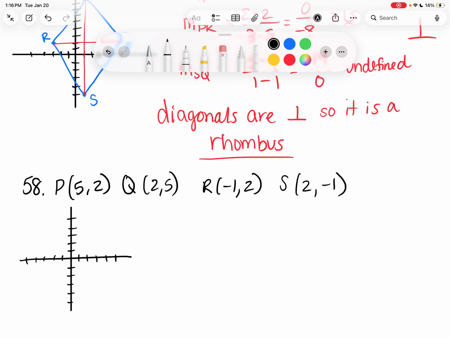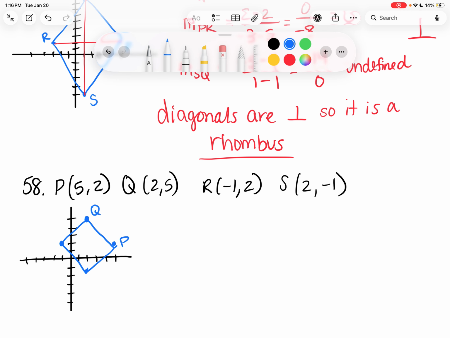All right. So P is (5, 2), so that's right 5, up 2. Q is (2, 5), right 2, up 5. R is (-1, 2), left 1, up 2. And then S is (2, -1), so that's right 2, down 1. So what does this kind of look like it might be? Looks like it might be a square.